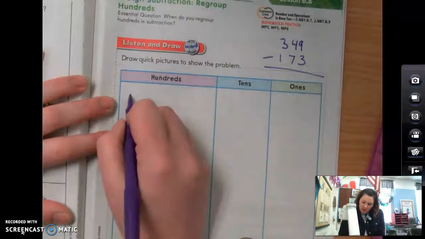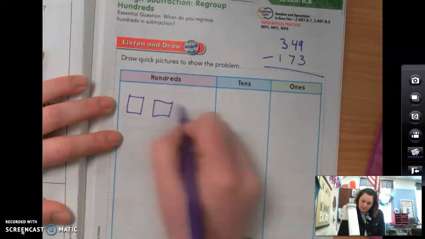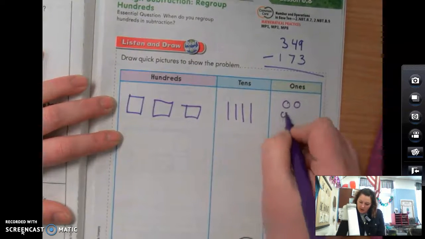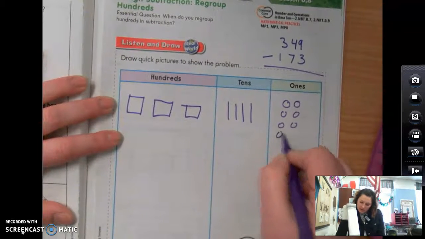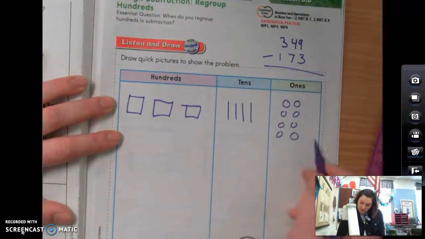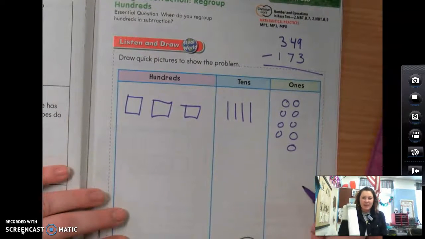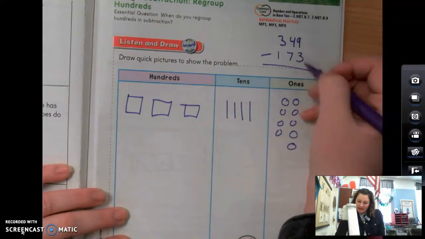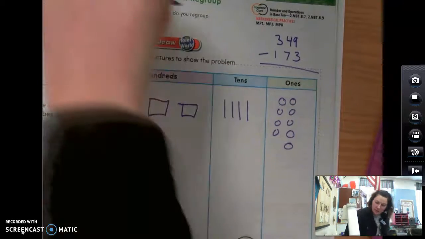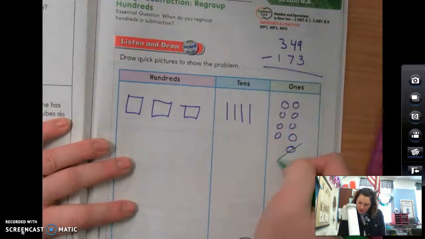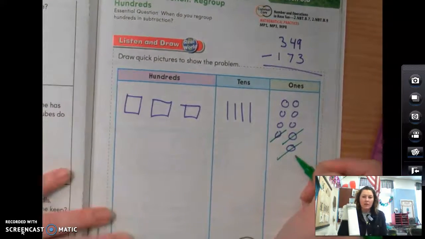Okay, so I'm going to draw a quick picture of 349. Please do that along with me in your math workbook. Sorry, I lost count of how many ones I had. I was thinking ahead. 349. Okay, so 9 take away 3. Let me get my other pen. It's just easier sometimes to see the other colors. 9 take away 3. So I'm going to cross out 1, 2, 3. How many left?